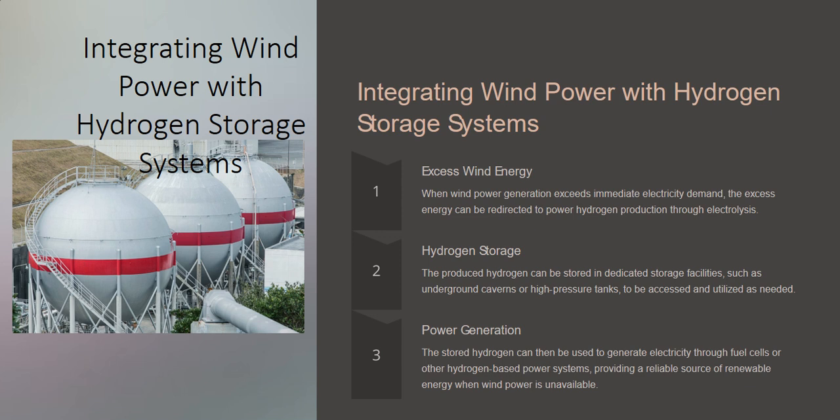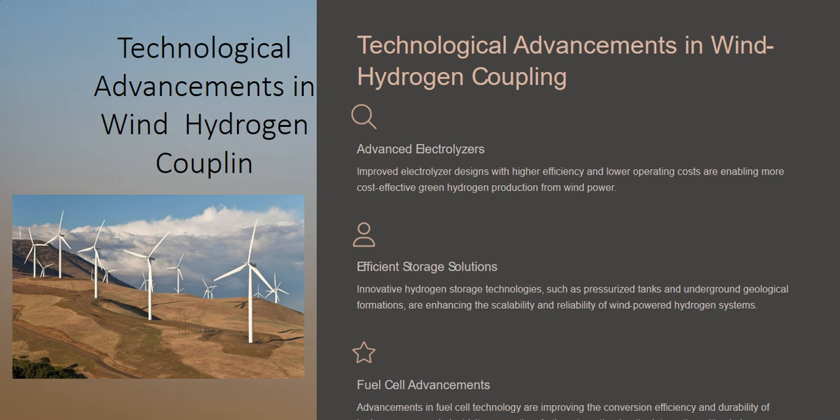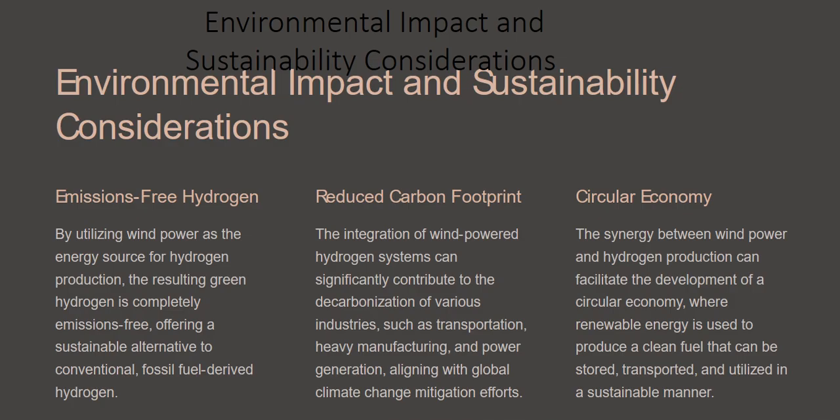Number three, technological advancement in hydrogen coupling. You have advanced electrolyzers, efficient storage solutions, and fuel cell advancements. These are all technological advancements that we can find in wind hydrogen coupling. Then environmental impact and sustainability considerations: emissions-free hydrogen, reduced carbon footprint, and a circular economy.